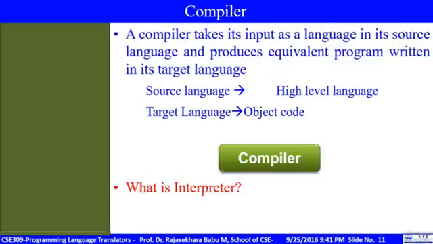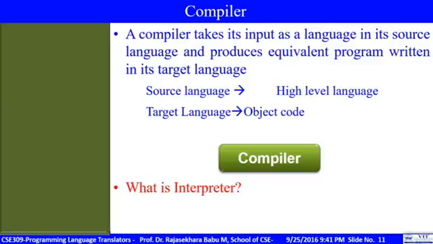This is a source language, the language which is to be translated. The language which it is translated into, we call the object code or the target language. An example of the source language is a high level language. The target language is object code. So what is the interpreter? Let us see that in detail.